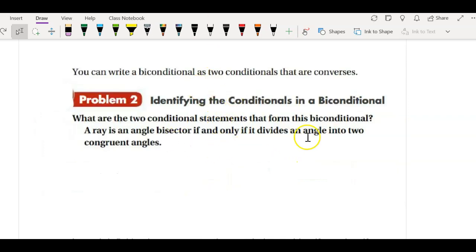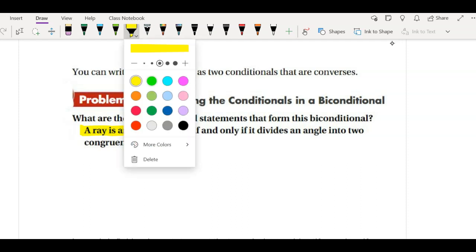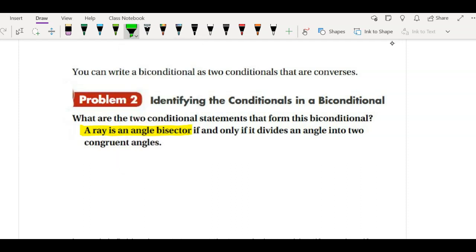So now they've given us a biconditional statement, and we want to write it as two conditional statements. So let's identify the hypothesis and the conclusion. The hypothesis is a ray is an angle bisector, and the conclusion is a ray divides an angle into two congruent angles.